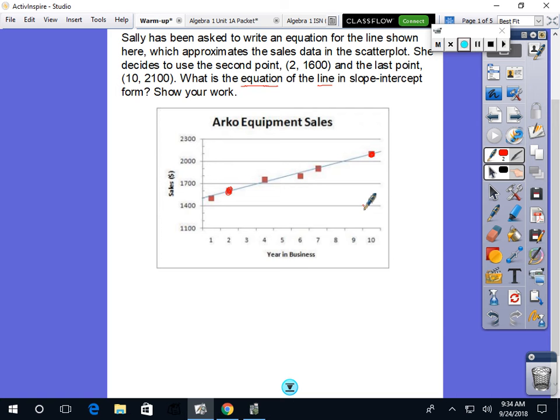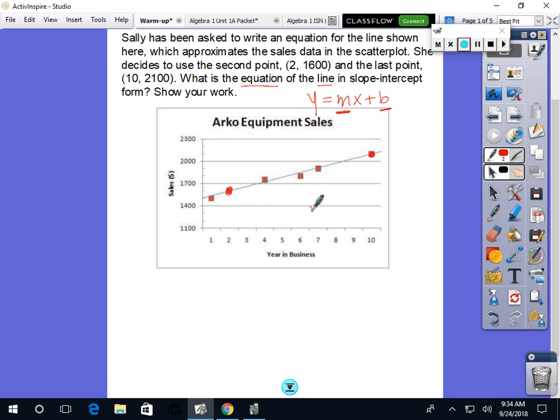Well, what is slope-intercept form? y equals mx plus b. So that's what your answer should look like. But obviously, it's not going to be y equals mx plus b because you've got to figure out what the m is and what the b is.